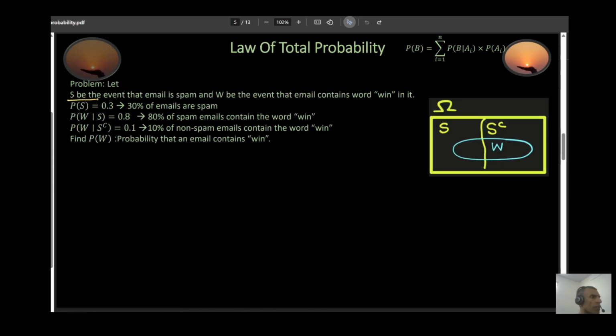Let S be the event that an email is spam, and let W be the event that the email contains the word "when" in it. So the probability of S, that an email is spam, is 0.3. In other words, 30% of emails are spam. That's given to you. Also given to you is that the probability of W given S is equal to 0.8. In other words, 80% of the spam emails contain the word "when" in it.